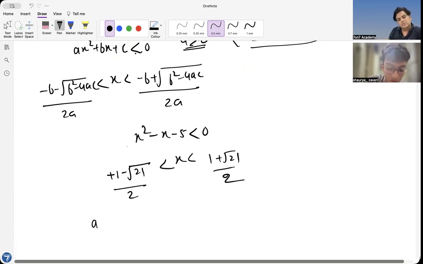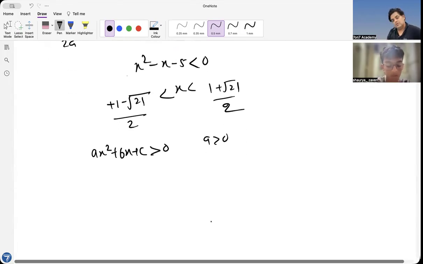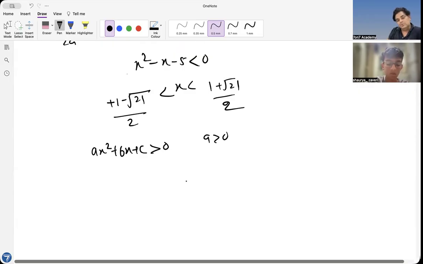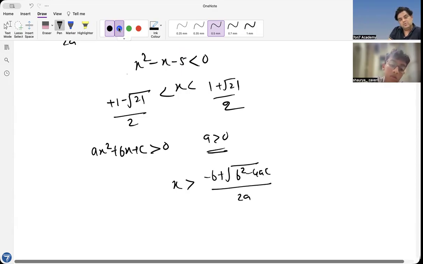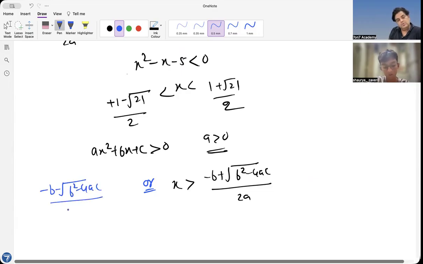What if it is more than 0? ax square plus bx plus c more than 0 and a more than 0. It is an upward opening parabola. In this case, the solution is always bigger than the bigger root, or smaller than the smaller root, if a is positive. How will it be smaller than the smaller root? I'll show you. You want the curve to be above.